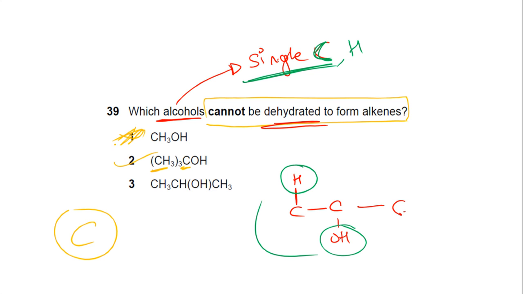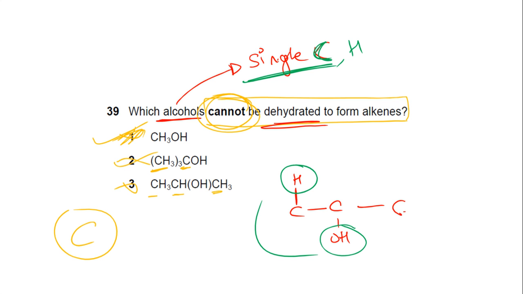And this cross actually is a tick and this is a cross, because it's talking about cannot. And in this case, again, you have a carbon and alongside it has carbons with hydrogen. So this can also undergo dehydration. So cannot is false here. So that's why the answer should be C.